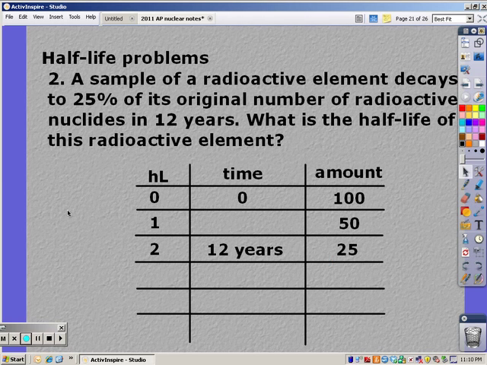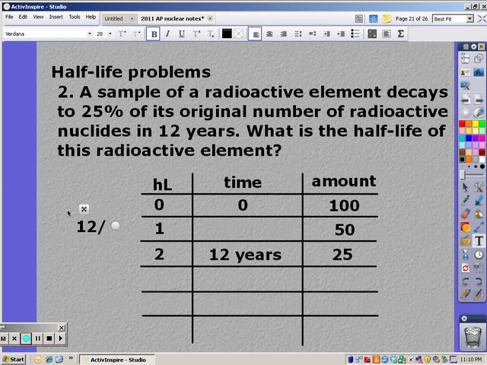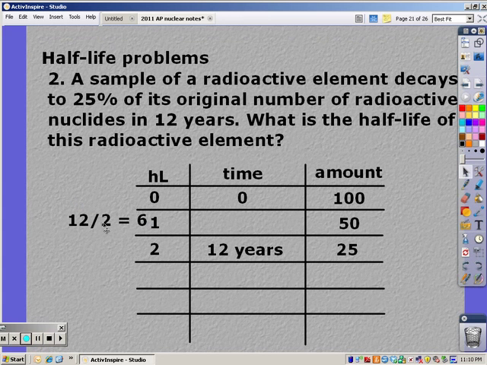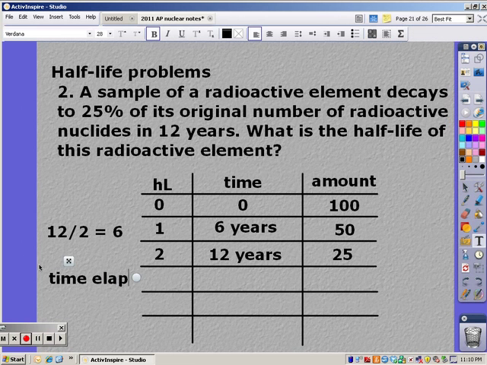So now we can find our half-life time by doing 12 divided by 2, giving us 6. So 6 is how long one half-life is. We divided 12 by 2 because it's time over number of half-lives. And that should be number of half-lives. So wait for the correct formula.